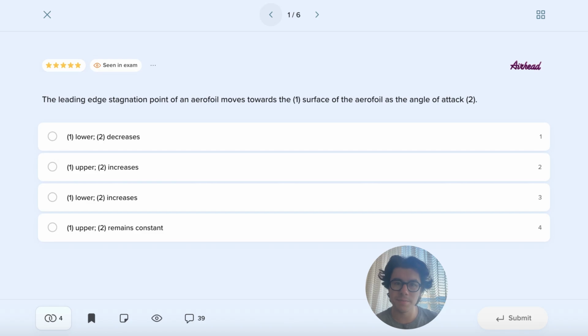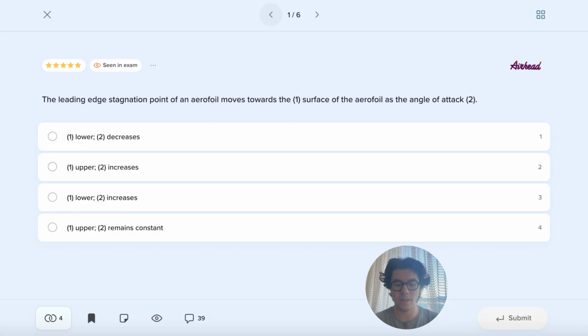Hi everyone, this is Michal from Airhead, and today we'll go through the most recent questions from the topic of principles of flights, and specifically from the subsonic aerodynamics. So let's jump into the first of the 6 questions that we have prepared for you today.